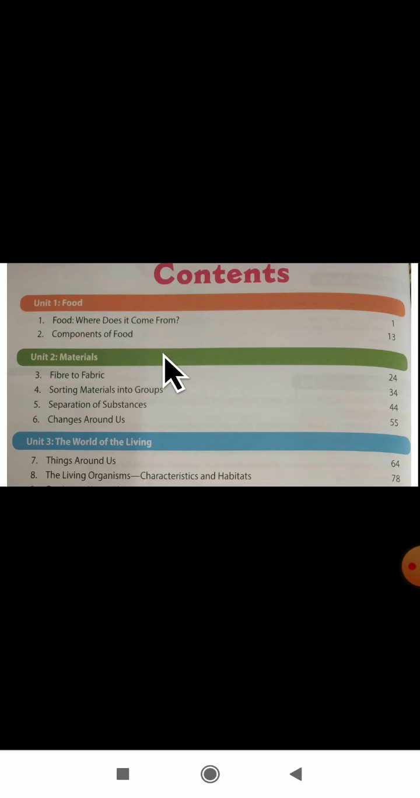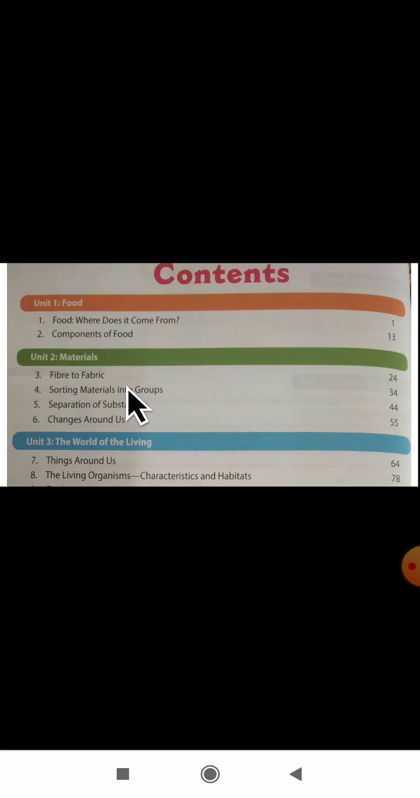In the next, third lesson, it is about fibre to fabric. In this lesson we will study about the fibres, the different types of fibres, and the history of clothing. There are 2 types of fibres: animal fibres and plant fibres, which are natural fibres. All these things we are going to study in the third lesson.